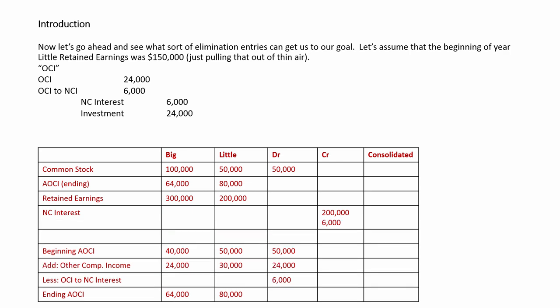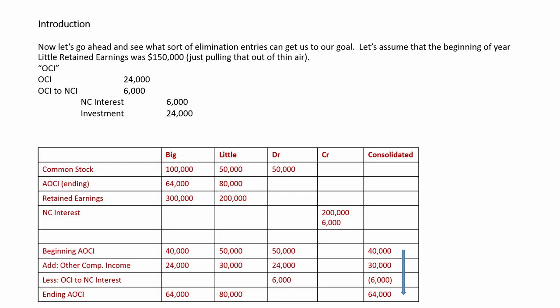And again, we need to post these to the worksheet. I've posted them all in one fell swoop there. Let's go ahead and work through our worksheet now. Again, I want to focus on the bottom half of the worksheet. The beginning accumulated other comprehensive income: we've eliminated the subsidiary's beginning of year AOCI, so we're left with the parent's beginning of year AOCI. We go ahead and add the complete other comprehensive income of $30,000. Then we deduct away the portion of that $30,000 that accrues to the non-controlling shareholders.